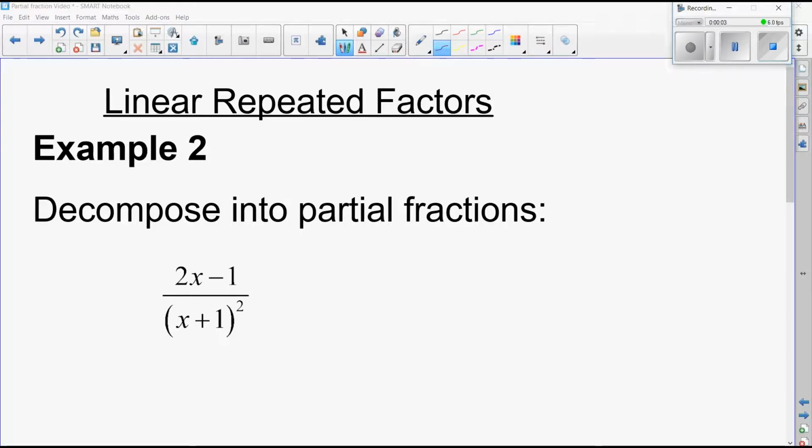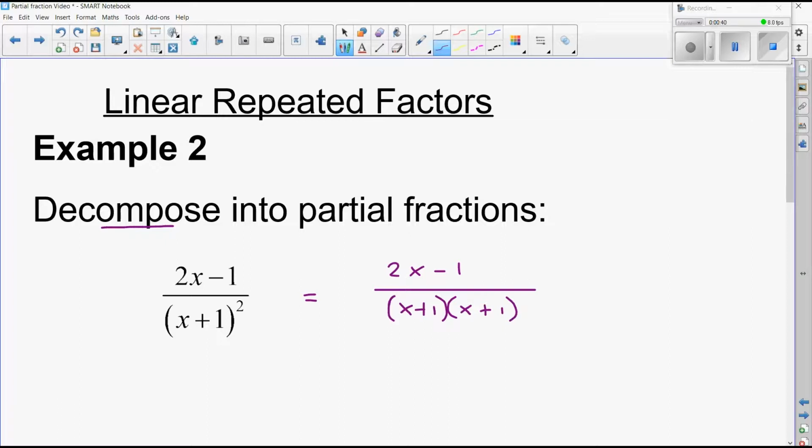Linear repeated factors. Example 2 asks me to decompose (2x - 1)/(x + 1)² into partial fractions. Another word for this is resolve, as I used in the previous example. If we look at the denominator, we can expand it and rewrite this as 2x - 1 all over (x + 1)(x + 1). So my denominator now has the same factor of x + 1, and it's repeated.